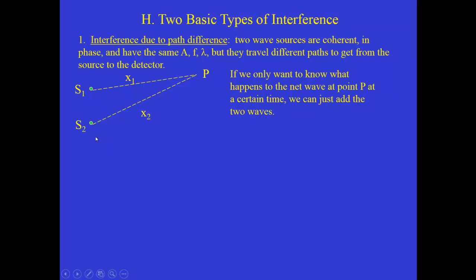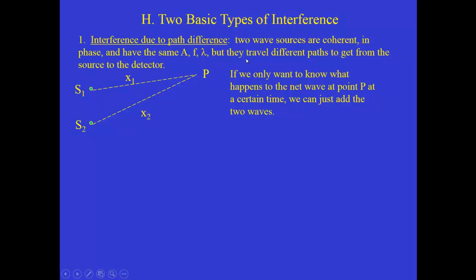And so we'll indicate this on the sketch using S1 and S2 to represent the two sources of waves, and point P being the location of a listener or a detector, for whom we're going to try to calculate what that person or that instrument observes. The first kind of interference is due to the difference in path that the waves have to travel to get from the two sources to point P. And you can see in my sketch x2 is a little bit greater than x1 because of the location of point P.